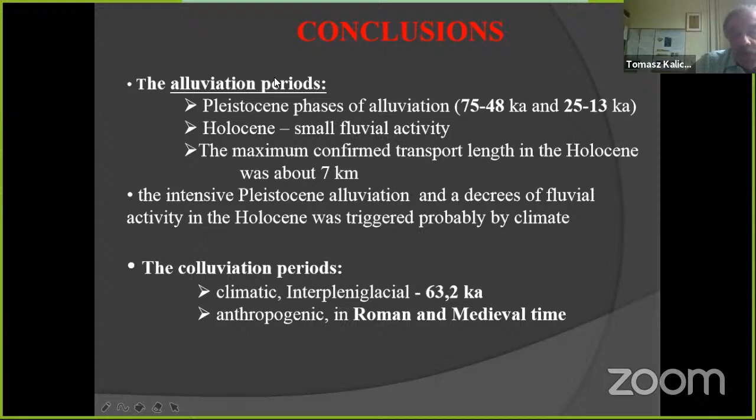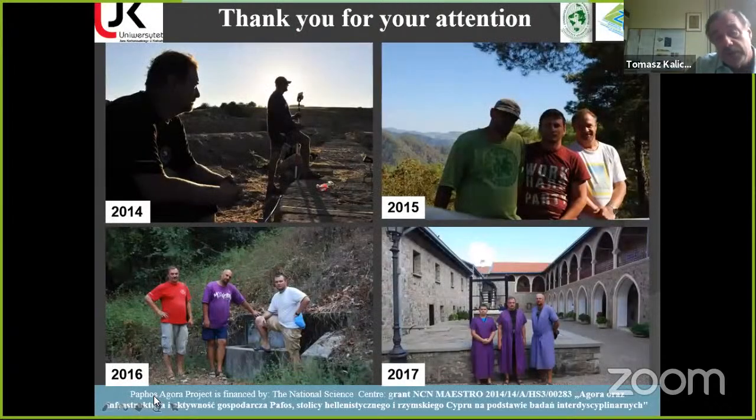Coming to the conclusion once more, what is important? I think there is very high activity of alluviation in the Pleistocene with 2 phases, and very small in the Holocene. And these changes in intensive alluviation were triggered probably by climate, and there are 2 alluviation periods, the older one connected with climate, and the younger one connected with anthropogenic influence. And there is my team in the study in this territory.